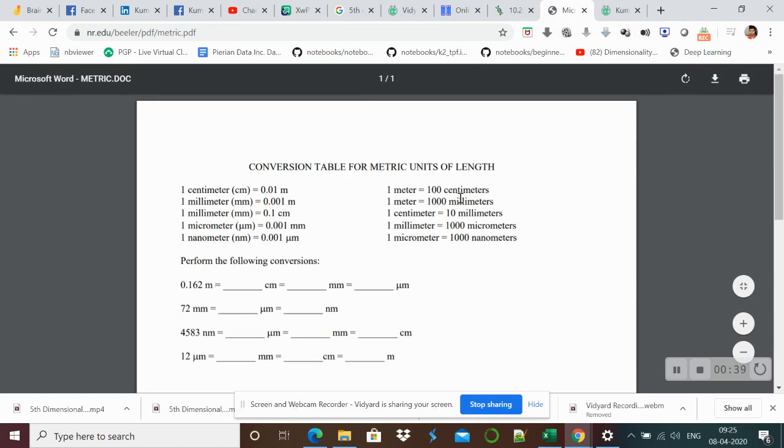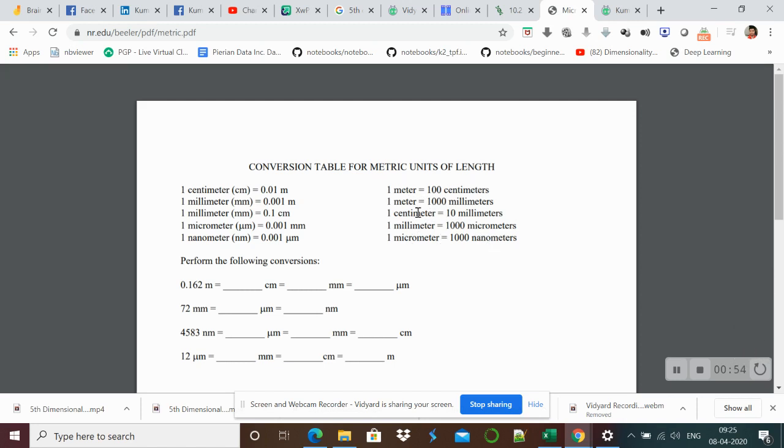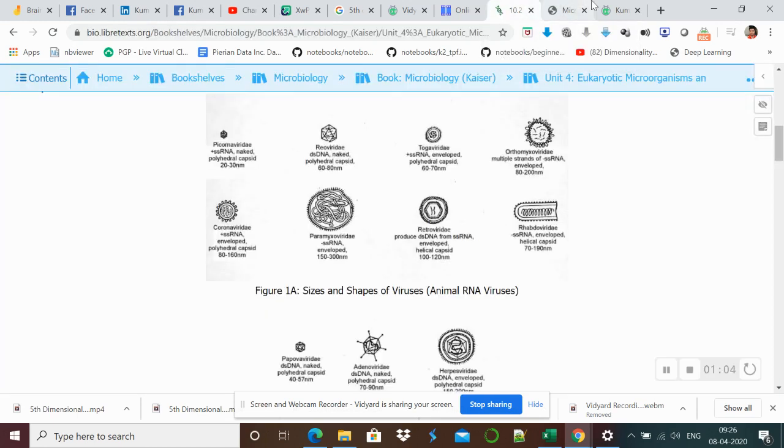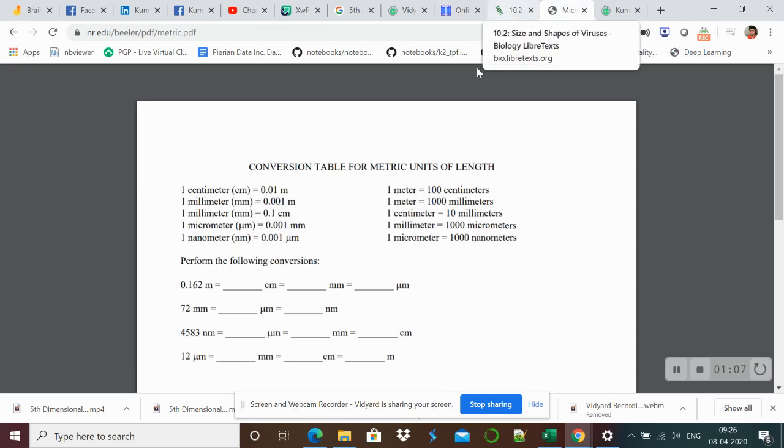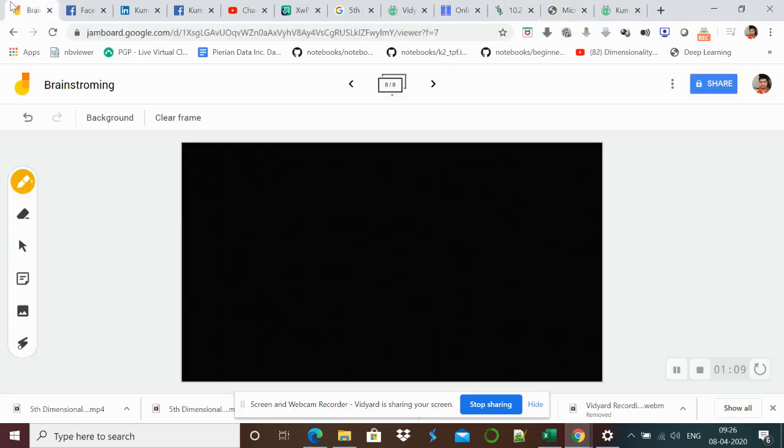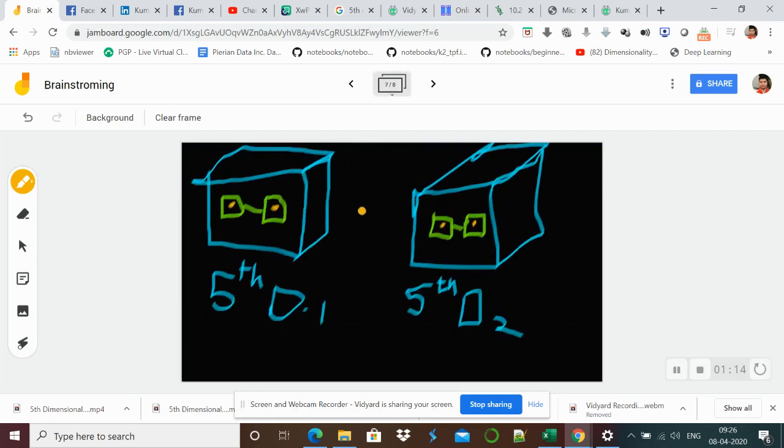For example, 1 meter equals 100 centimeters. So 1 meter equals 1000 millimeters, 1 millimeter equals 1000 micrometers, and 1 micrometer equals 1000 nanometers. So at the nano scale it is also very much applicable. They're using this multidimensional formula. The same approach is applicable where the difference between the numbers is very small, even at a smaller scale.